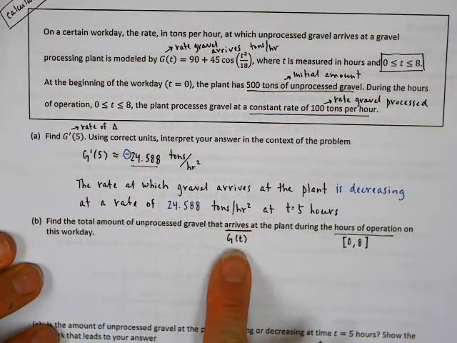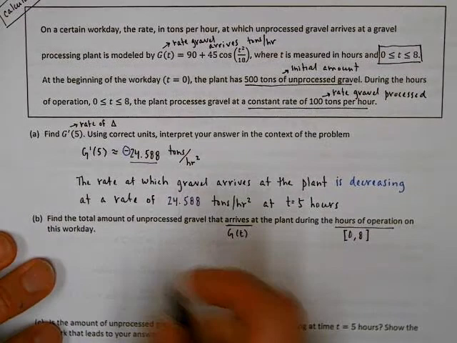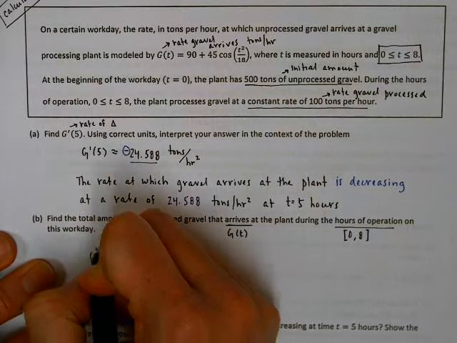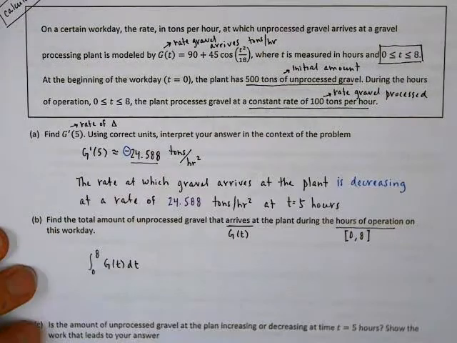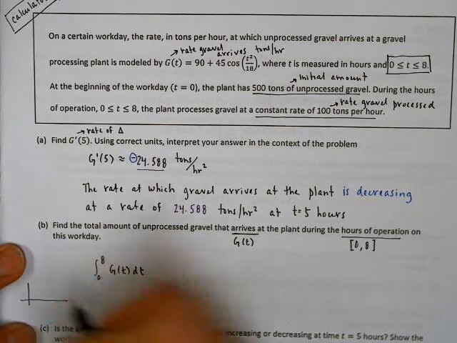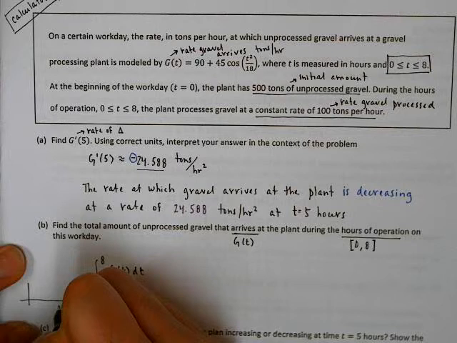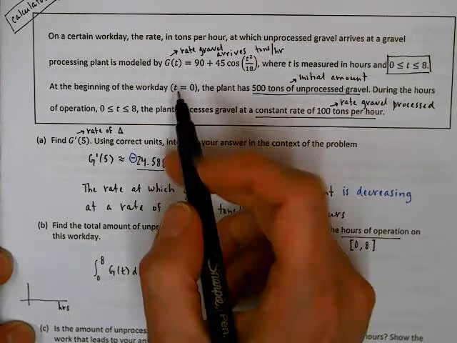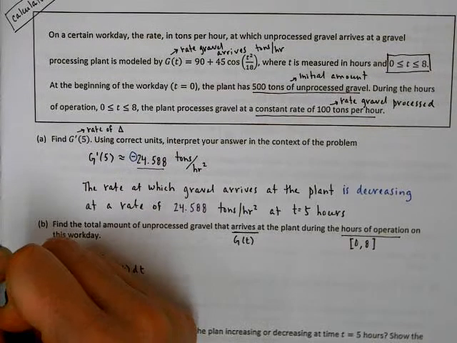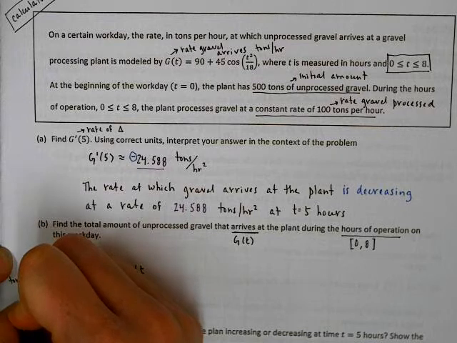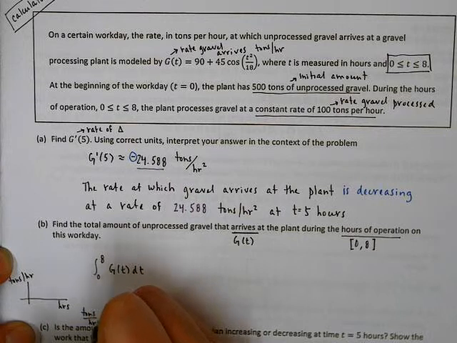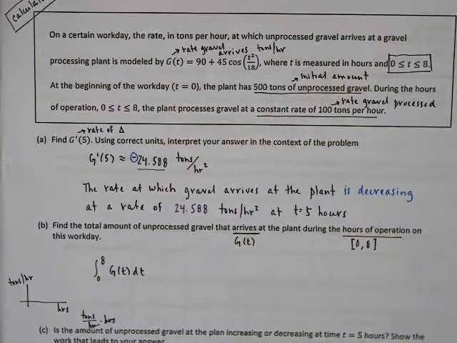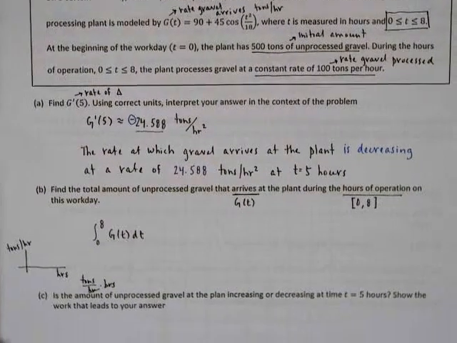Now, I have a rate, g of t. If I integrate that rate over the hours of operation, that's going to give me the amount of gravel that came in. Again, we can think about it in terms of units. Time in this case is hours. My rate is tons per hour. So if I multiply tons per hour times hours, I'm going to get tons, or the amount of gravel. So that's why we're doing an integral.